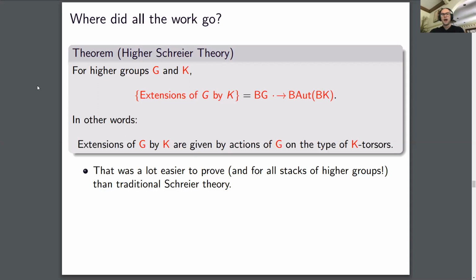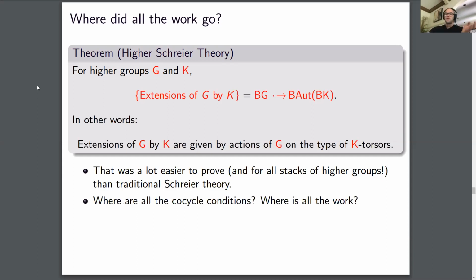That's a lot easier than traditional Schreier theory. I would say that than Otto Schreier's Schreier theory, certainly than Breen's higher Schreier theory for stacks. And it's for all higher stacks of higher groups. Like, wow. Maybe I'll say quickly, one way I like to read this is extensions of G by K are given by actions of G on the type of K torsors. And I think this is maybe a conceptual way of understanding it.